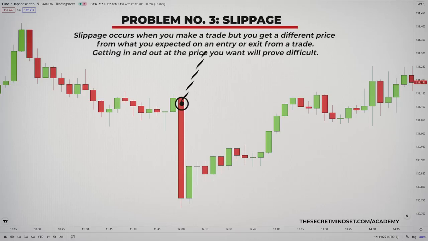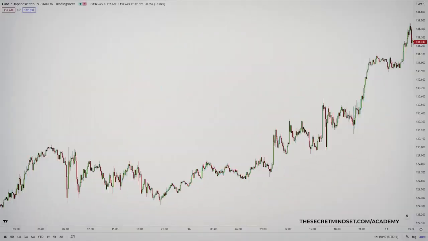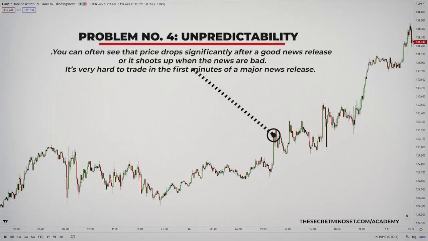Slippage occurs when you make a trade, but you get a different price from what you expected on an entry or exit from a trade. Around major news events, getting in and out at the price you want will prove difficult, not to mention the multiple spikes up and down before and after the news release. Price reacts to news in many different ways. You can often see that price will drop significantly after a good news release, or it shoots up when the news are bad. It's very hard to trade in the first minutes of a major news release.